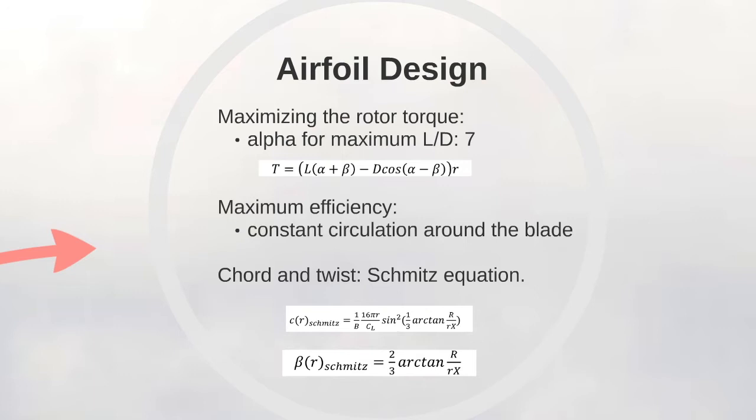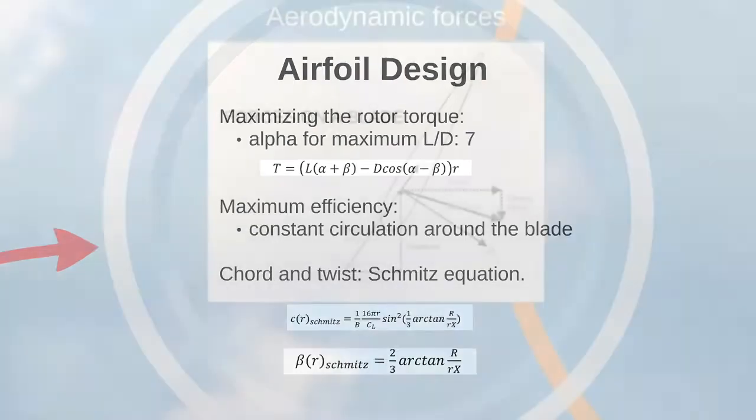Due to the difference in the tangential velocity between the tip and the root of the blade, twist has to be applied. In order to determine the chord length and twist of the blade, we could use the Schmitz and Betz equations. We chose the Schmitz equations as they take into account the rotational wake when airflow passes through the blade and are therefore more precise.